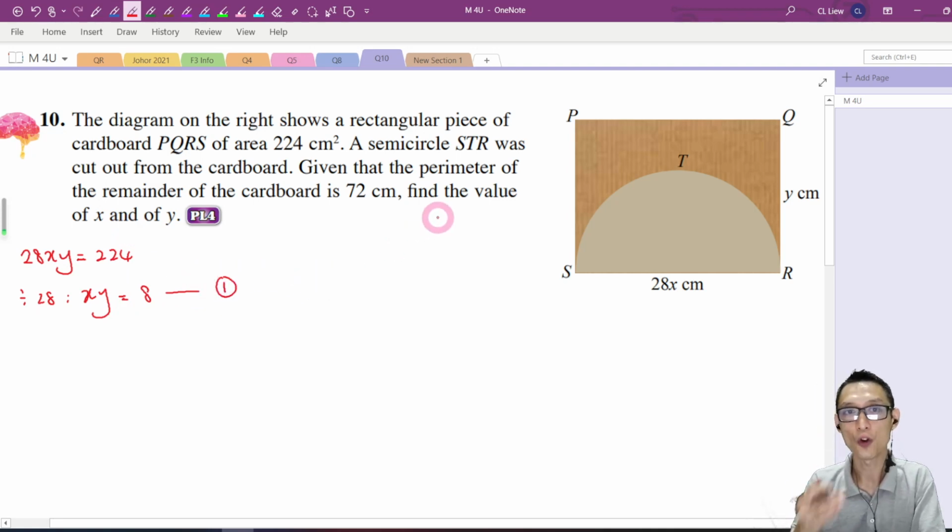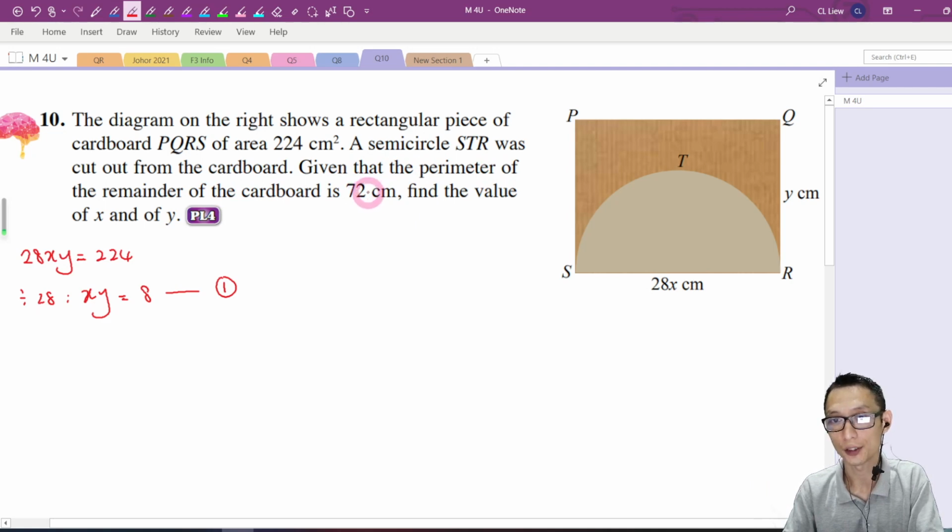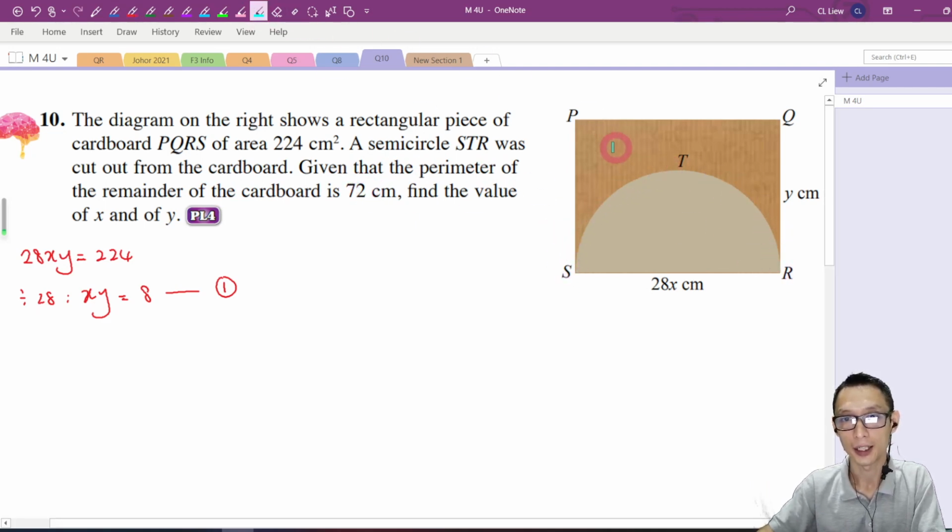Now we are going to form the second equation. The perimeter of the remainder of the cardboard is 72 centimeter. If you cut this out, you will be left with this part.